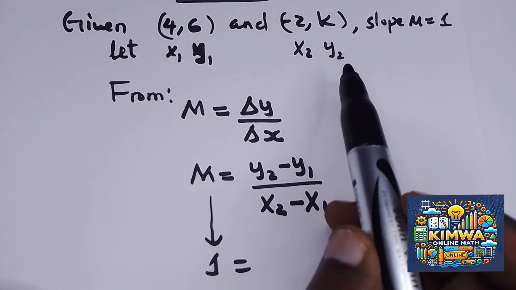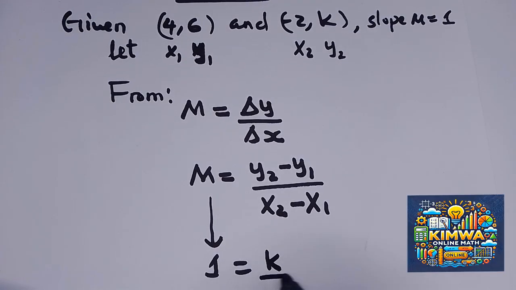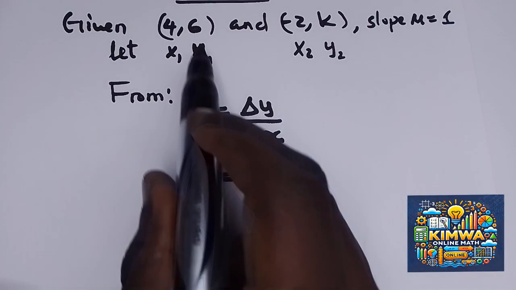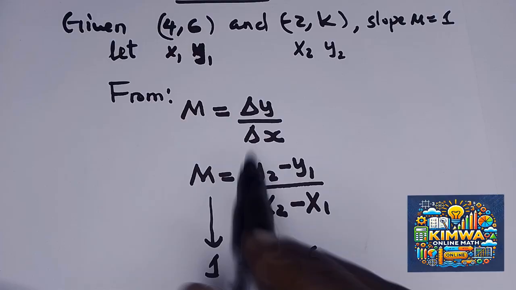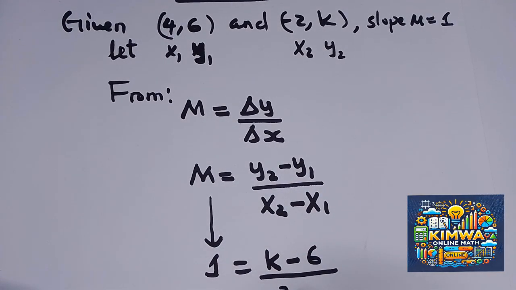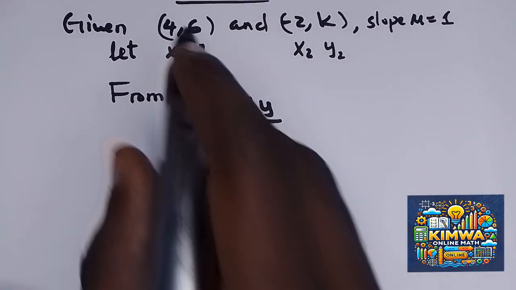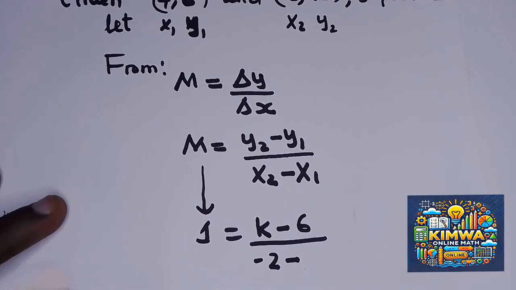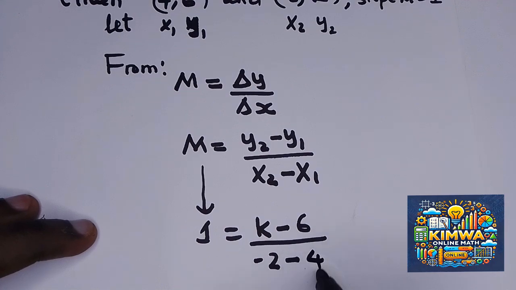y2 we have made an assumption that y2 is equal to k, so we are going to write k minus y1, which as seen here was 6. You are going to write 6. x2, as seen here, x2 is equal to -2, minus x1. What does x1 show here? x1 was assumed to be 4.